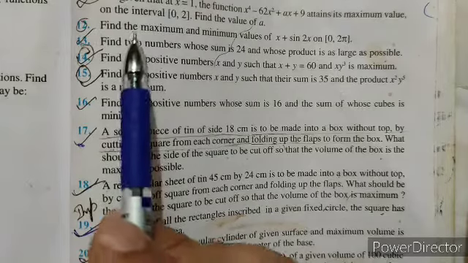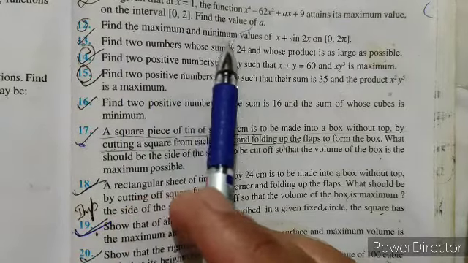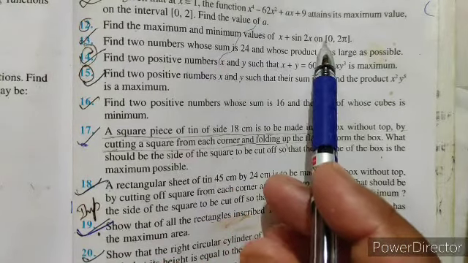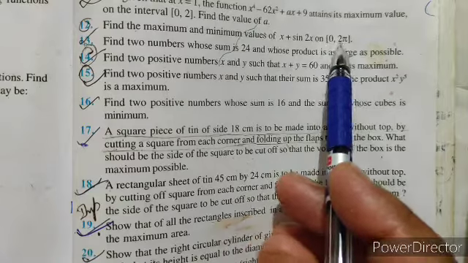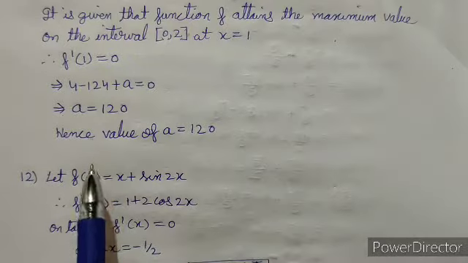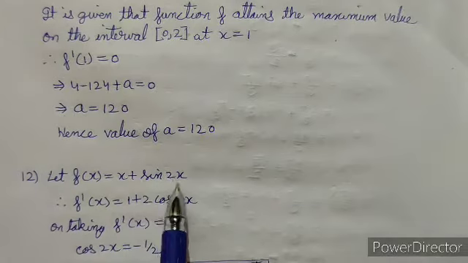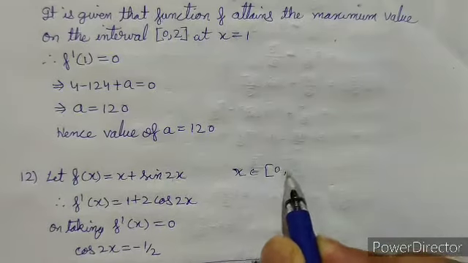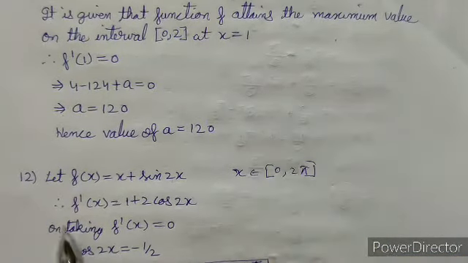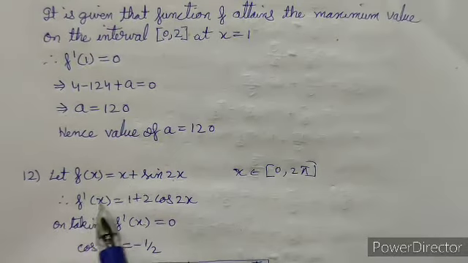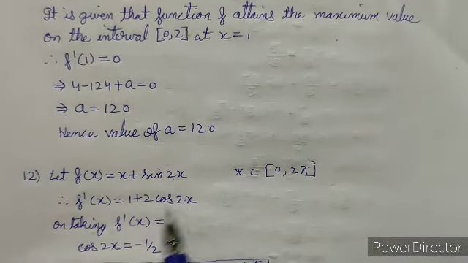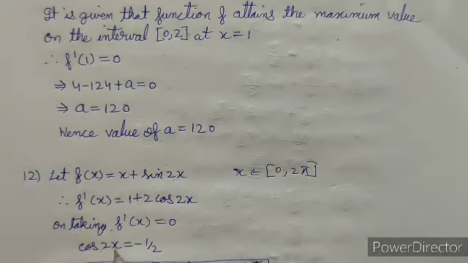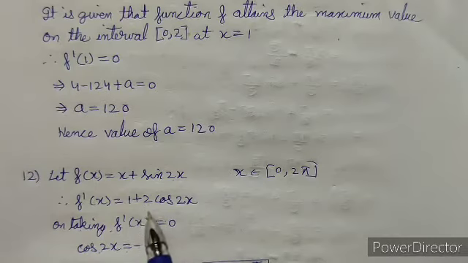In question number 12, we have to find the maximum and minimum values of the function x plus sine 2x on the closed interval 0 to 2 pi. Let f(x) equal x plus sine 2x. Now here x belongs to 0 to 2 pi. Now f dash x will be equal to 1 plus 2 cos 2x. On taking f dash x equal to 0, we are getting cos 2x equal to minus 1 by 2.